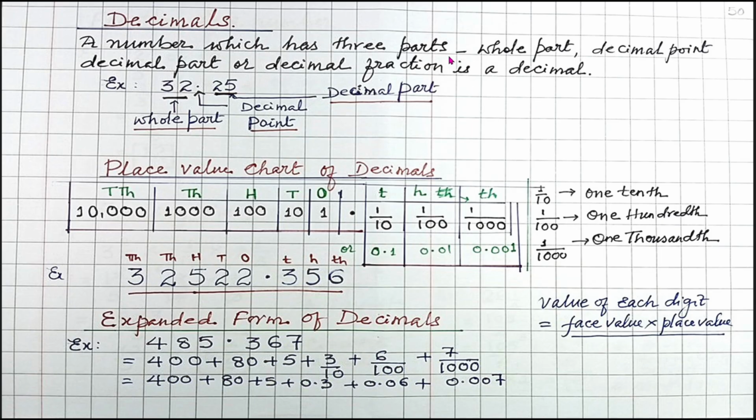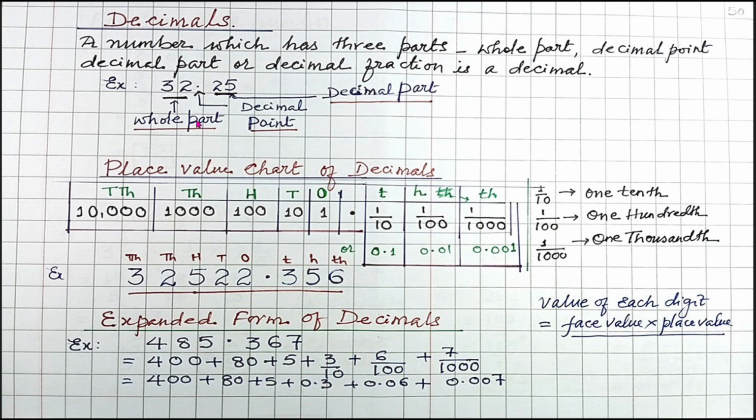A number which has three parts: whole part, decimal point, decimal part, or decimal fraction is a decimal. For example, 32.25. 32 is the whole part, point is a decimal point, and 25 is the decimal part. So therefore, any number which has these three parts is a decimal number.